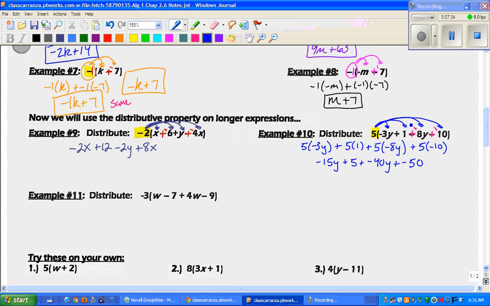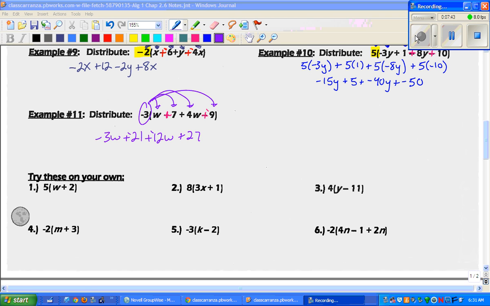Okay, go ahead and try number 11 and pause the video. All right, there you go. Number 1 through 6, you're going to try those by yourself, and you're going to see what you get. And then the homework is on the back. Okay, pause the video one last time. The answers will be up in just a minute.